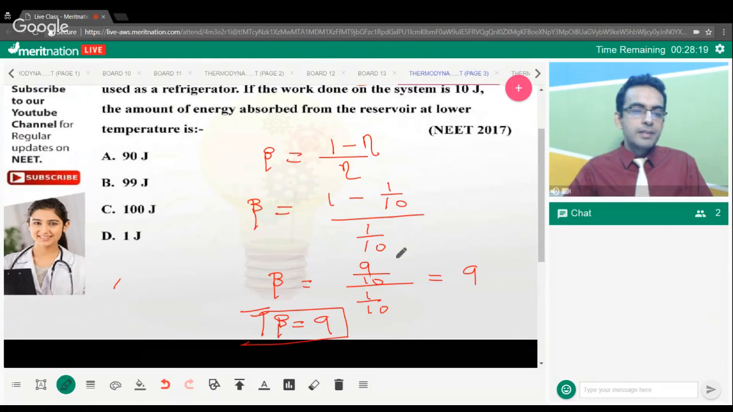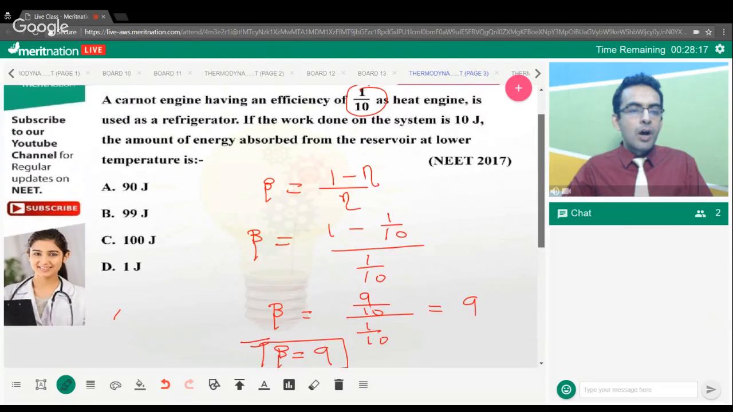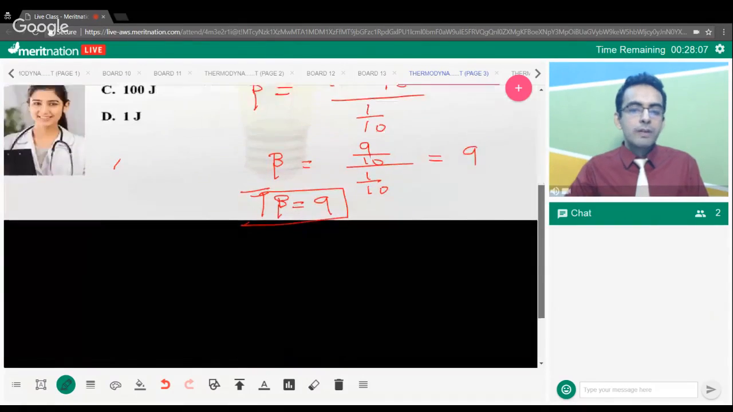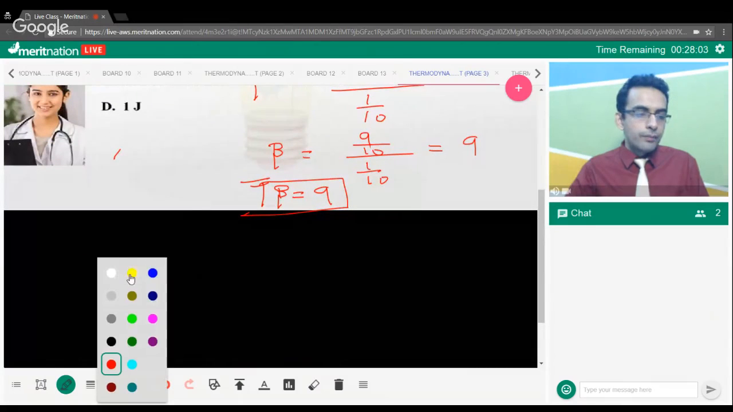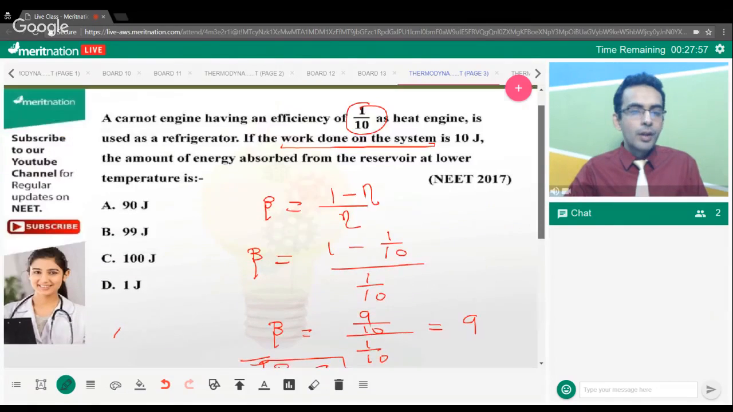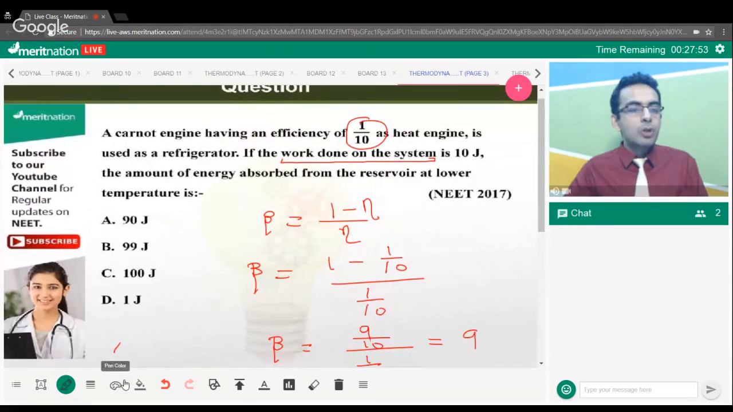Okay. So beta is equal to 9 here. Now, what we have to find, given the work done on the system, that's W, the extra amount of work done. In the case of a refrigerator, W is equal to 10 joules, correct? So what do we have to find? The amount of energy absorbed from the reservoir. So this is Q2, the amount of energy absorbed.